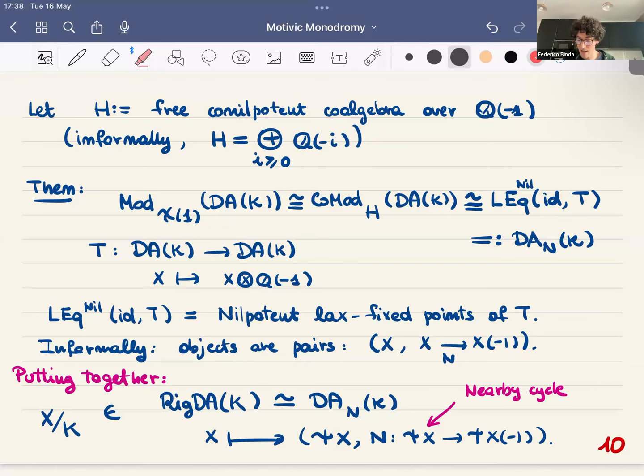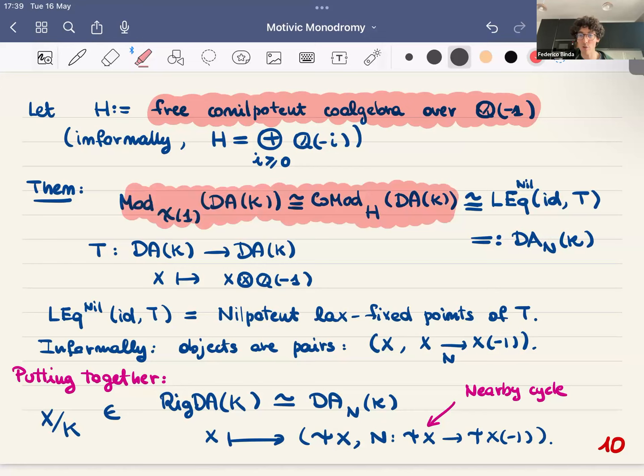Now you can actually prove an instance of some kind of causal duality here. If you define H to be the free conilpotent coalgebra over Q(-1), your negative Tate twist, so informally this is an infinite direct sum of Q(-i), and it has a deconcatenation product as a coalgebra structure. Of course, you have to work a bit more to make this more topologically meaningful, but that's the underlying object. And what we proved is that the category of modules that I introduced before is actually equivalent to the category of comodules over this coalgebra.